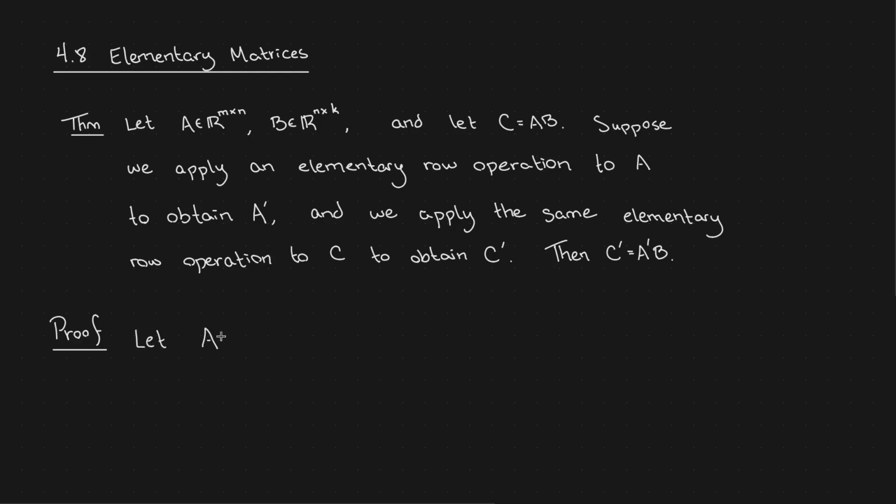Since we're talking about matrix multiplication, I want to focus on the rows of the left matrix in the product, which is matrix A. Let A be the matrix with rows R1, R2, all the way to Rm, since I have m rows in matrix A. And we're going to let matrix B be the matrix with columns C1, C2, all the way to Ck.